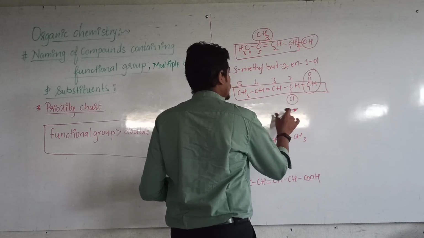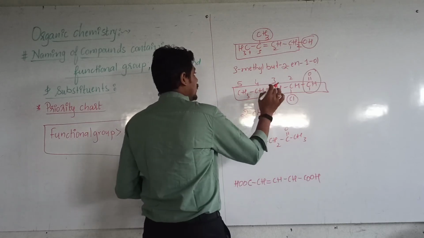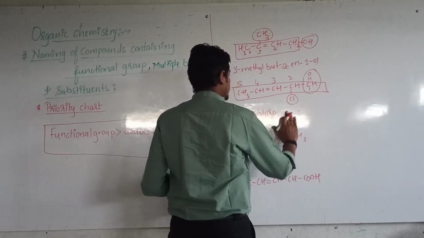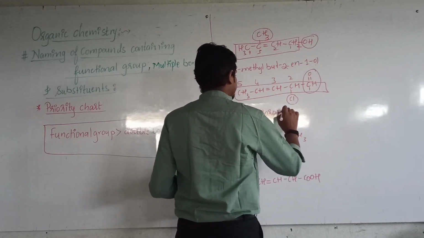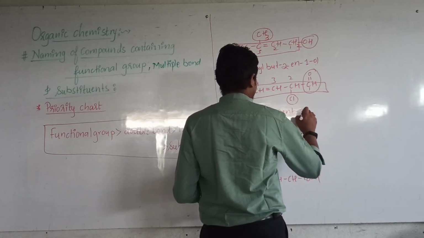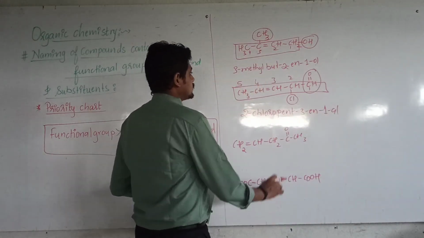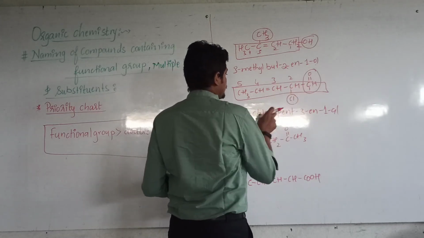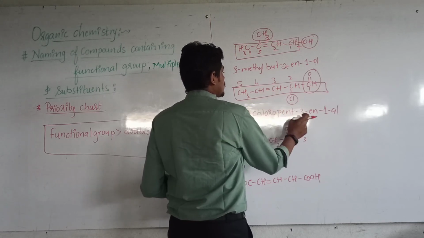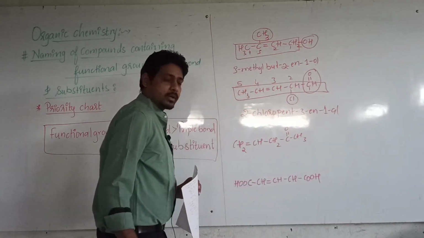Then how do we name this? First name the substituent. So it will be 2-chloro, sorry, 3-chloropent-3-en-1-al. Okay, chloro at the second carbon atom, chloro is a substituent. Then comes the root word: 5 carbon atoms are there, pent. Then the third carbon atom is involved in the double bond, so 3-en. Then the first carbon atom is the functional group, that is aldehyde, so 1-al.